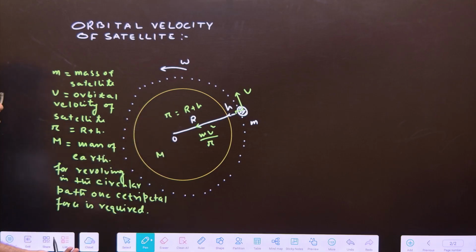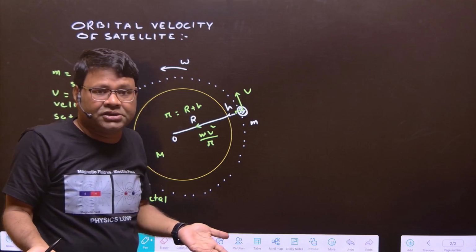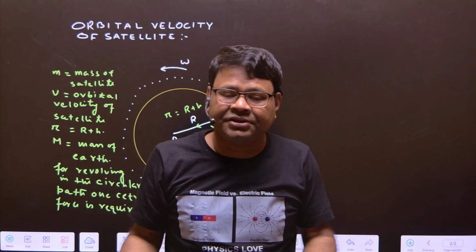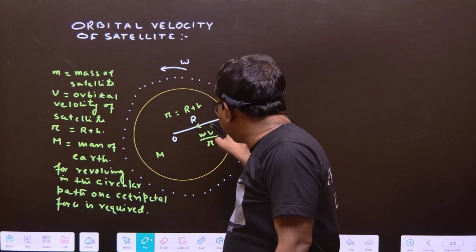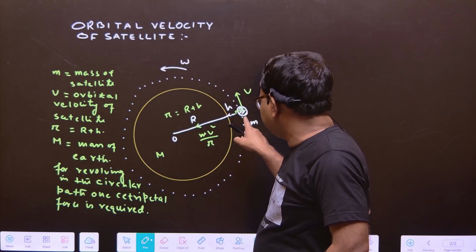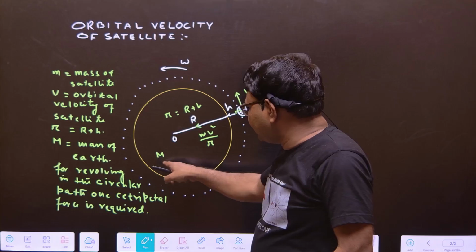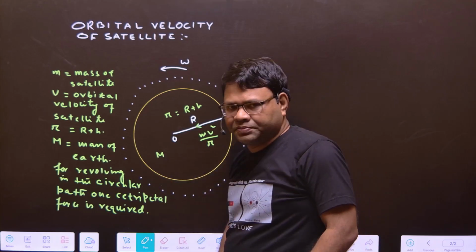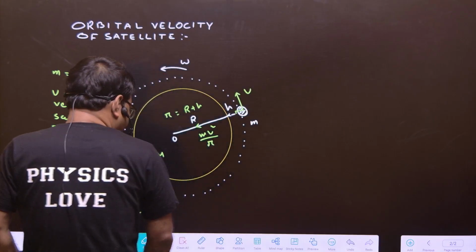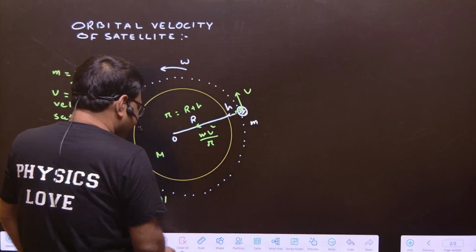But where is it coming from? Who is giving the centripetal force to move the satellite in the circular orbit? Keep in mind, there is the gravitational force between the satellite and the mass of the earth. Gravitational force between the mass of the satellite and the mass of the earth. Okay, right now? Now see here, I am telling you.